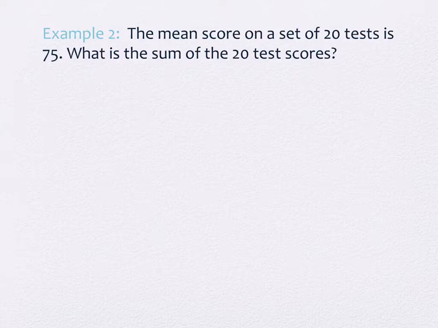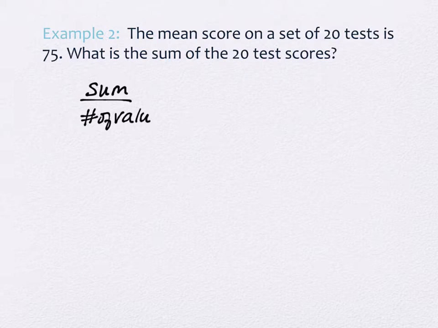All right, let's take a look at an example. There's a couple of these. The mean score on a set of 20 tests is 75. What is the sum of the 20 test scores? Now, if you take a look back at what we did to find the mean before, we took the sum, right? We added them all up. We divided by the number of values. In this case, it'll be number of scores. And when we did that, we got the average. Does that seem reasonable? Because this isn't really an equation, it's just the process that we did.